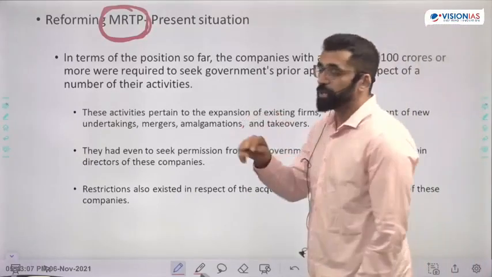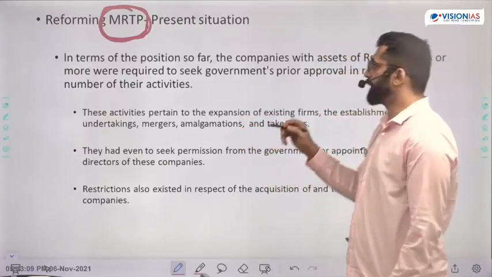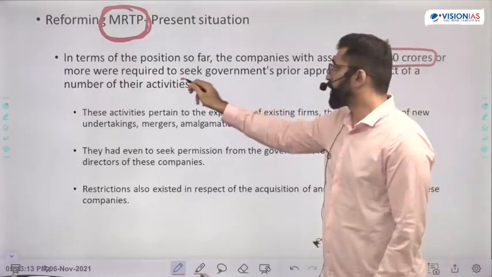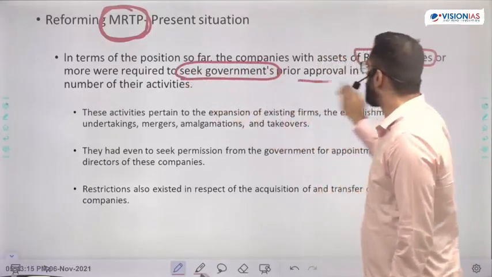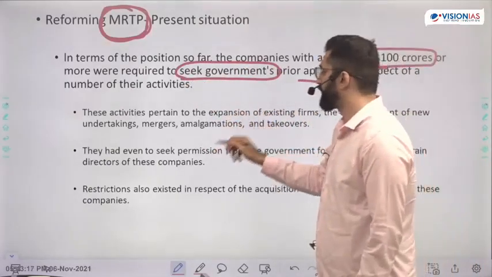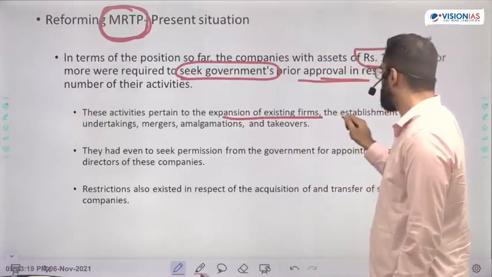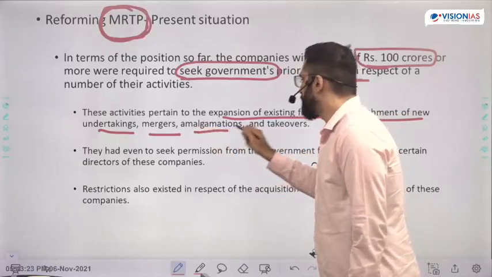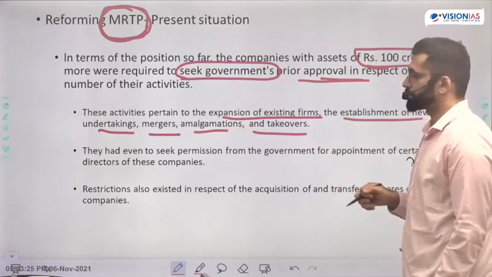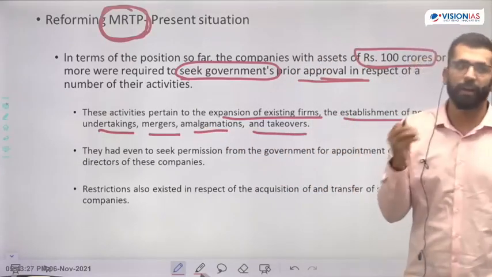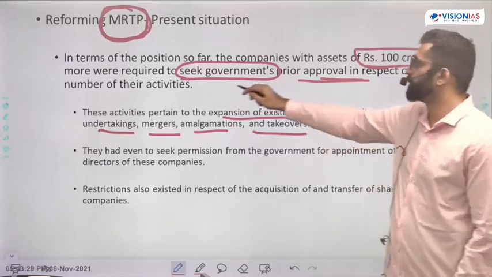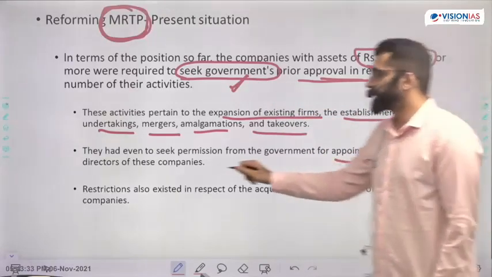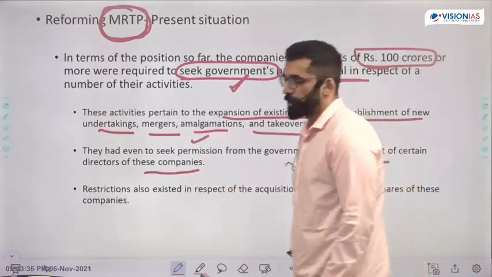Now, what was the policy regime of MRTP? Assets more than 100 crores were required to seek the government's prior approval in respect of a number of activities such as expansion of existing firms, establishment of new undertakings, mergers, amalgamations and takeovers. कुछ भी नया करना है आपको, you will have to take the government's permission. Even for appointment of certain directors of these companies, you need permission.